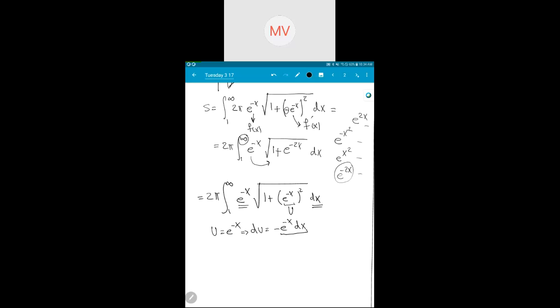All right. Now, question is, do you want to change the limits now? Because this is what's going to happen. I'm going to write it as 2 pi. So it's going to be 1 plus u squared. That's going to make a negative du if you write it as e to the negative x dx. So we have a negative and then du.